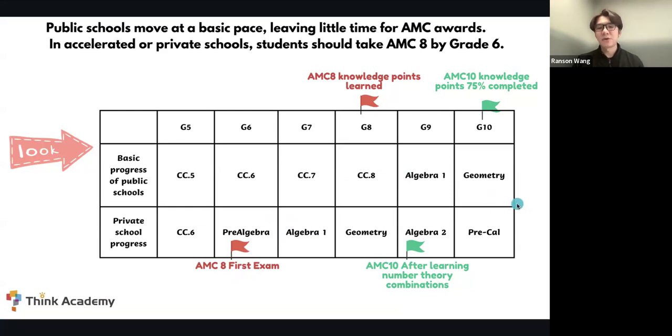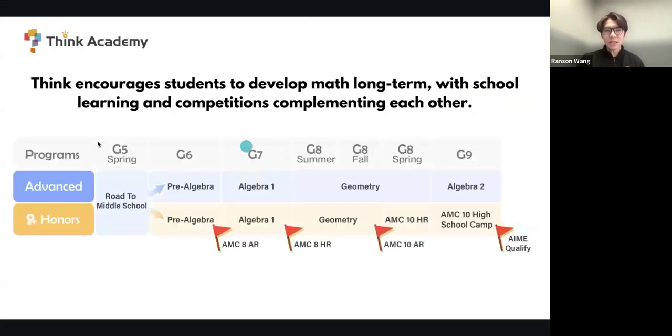That leaves a lot of time for you to try MC10 later. So that's why I think Academy encourages students to develop the math in the long term instead of just trying it once or twice. With school learning and competitions complementing each other, they help you build a great portfolio for the college application.